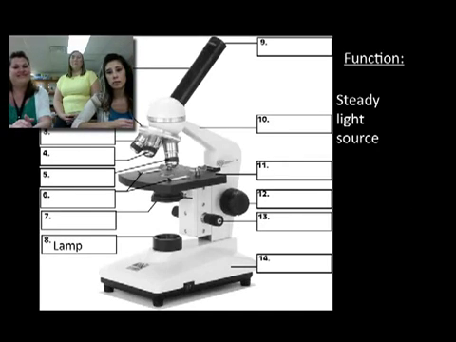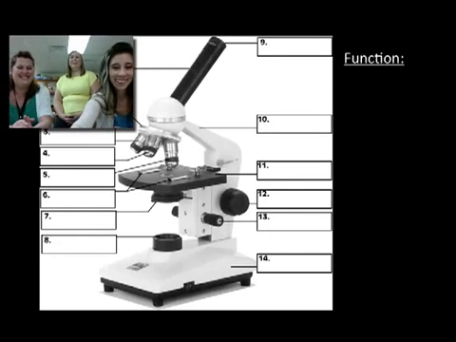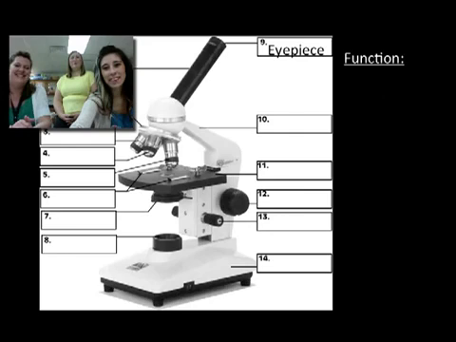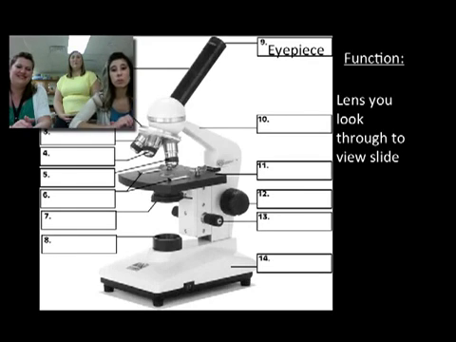The lamp. You've got to have the lamp to see the organism, so turn it on. All right, number 9 is the eyepiece. This is where you're going to actually put your eye, and you will look through this so that you can see your microscope slide.